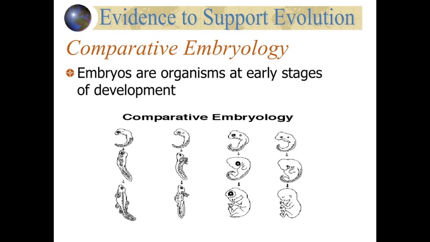You should remember from earlier in the semester that embryos can be seen as organisms that would be at an early stage of development. A blastocyst, for instance, is an embryo that's made up of only a few hundred cells. Now, comparative embryology is valuable for us because we can see similarities between organisms at similar stages of embryonic development.